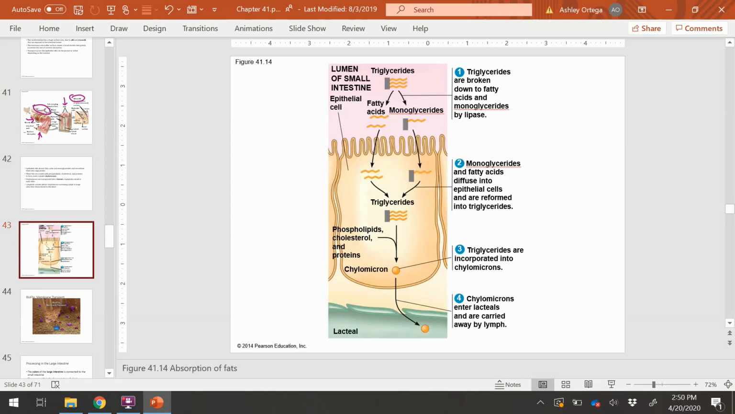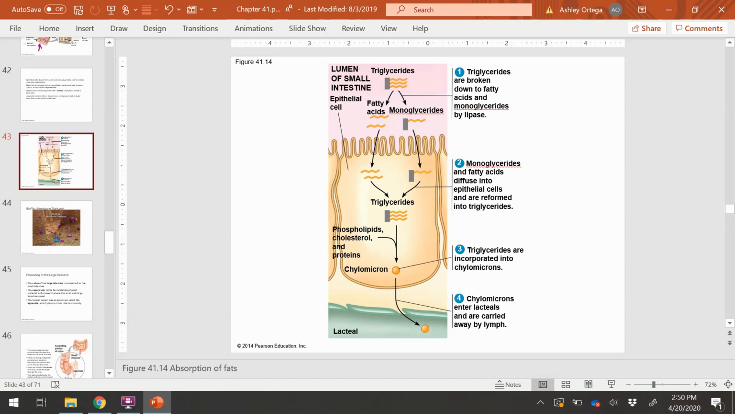And so you can see that step portion here. Triglycerides are broken down into fatty acids and monoglycerides, transported into the cell, then recombined into triglycerides, then form chylomicrons, and then are transported out of the cell into the lacteal lymphatic system. So overall, that's the process there.